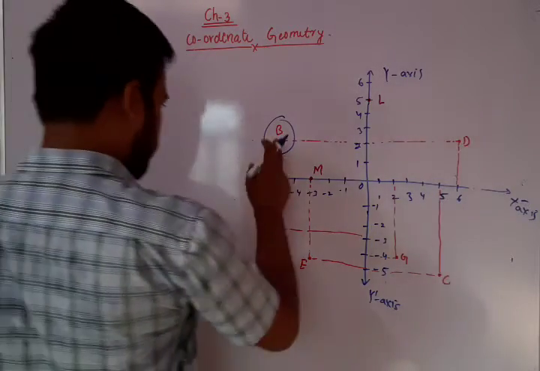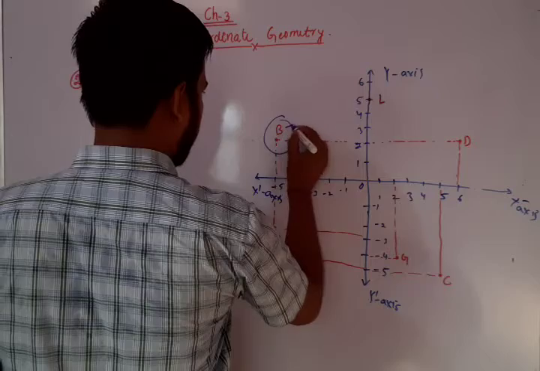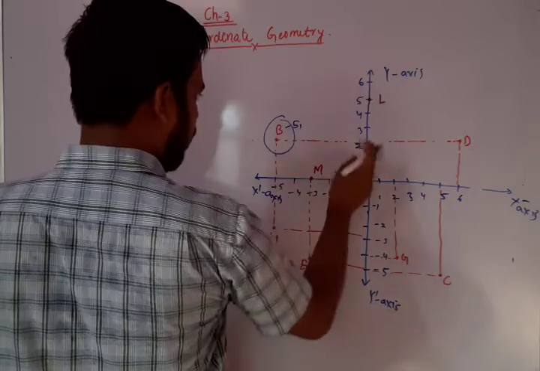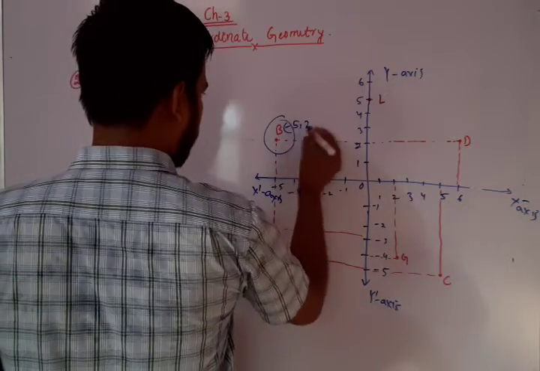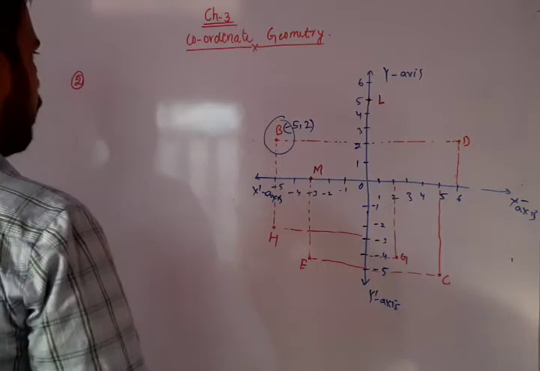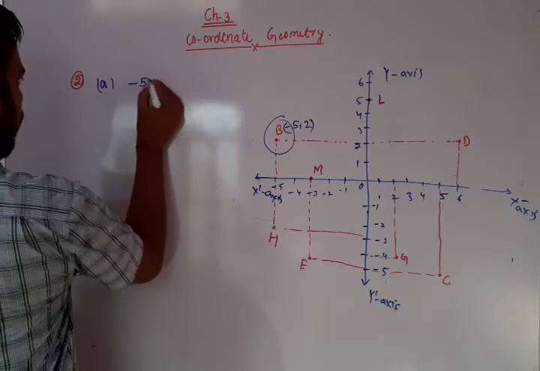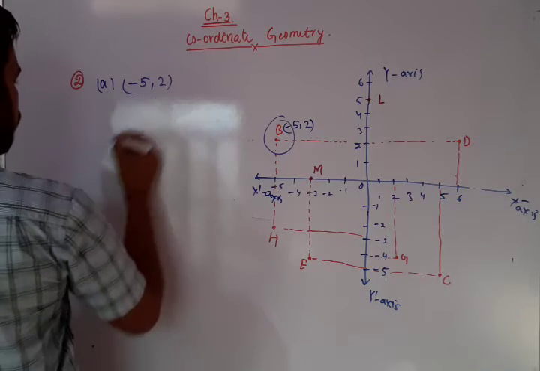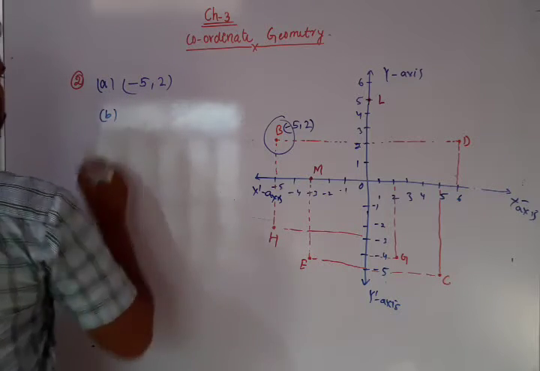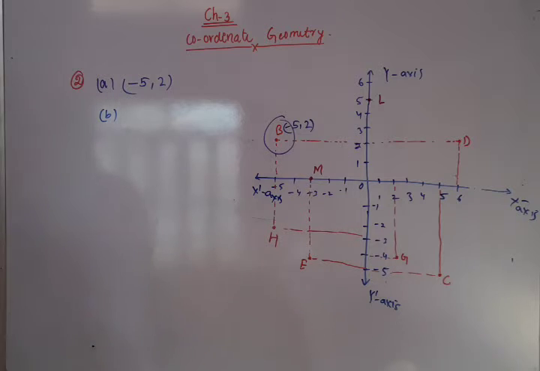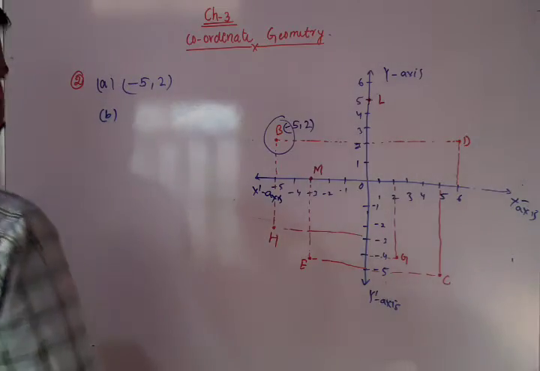For B, see the below, that is -5, and on the x axis it is 2. So the coordinate of B will be (-5, 2). Now moving to the next question. What is the next question? The next question is the coordinate of C.